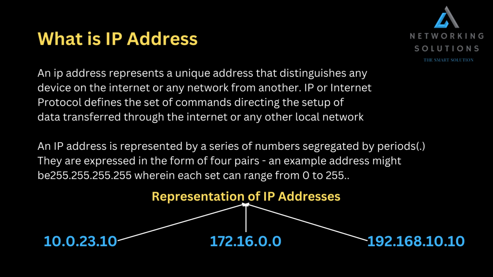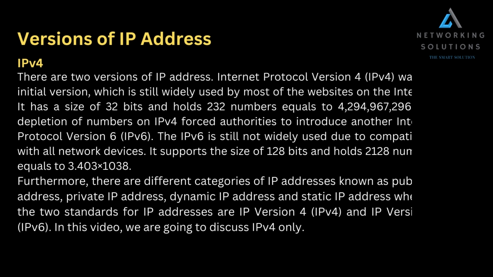Here are some examples given for representation of IP addresses. There are 2 versions of IP address. Internet Protocol version 4 was the initial version, which is still widely used by most of the websites on the internet. It has a size of 32 bits and holds 2^32 numbers, equal to 4,294,967,296. The depletion of numbers on IPv4 forced authorities to introduce another version, Internet Protocol version 6.